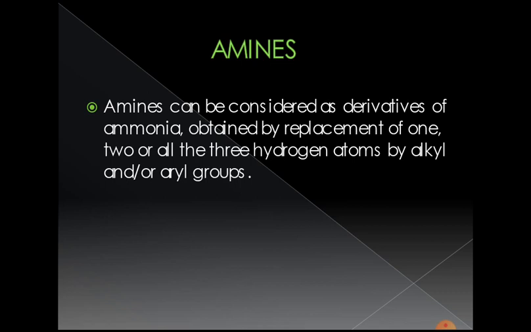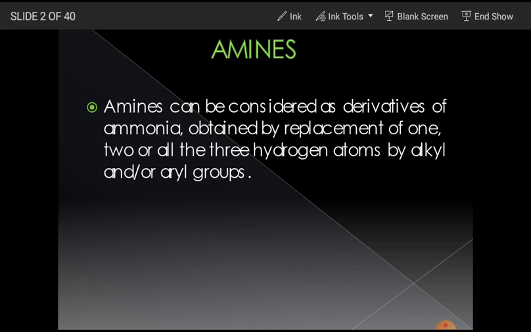What are amines? Amines are basically considered as the derivatives of ammonia. These are obtained if we replace one or two or three hydrogen atoms of ammonia with alkyl groups. That means I can either remove this hydrogen or this hydrogen or this, or all the three. I will be getting an amine if I substitute a CH3 group at all these positions. So that is known as amines.